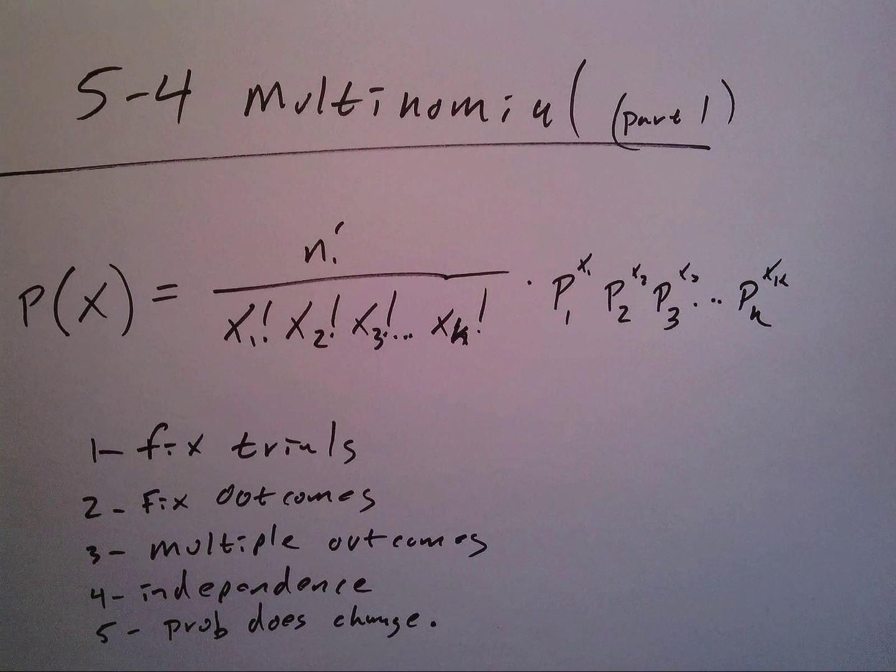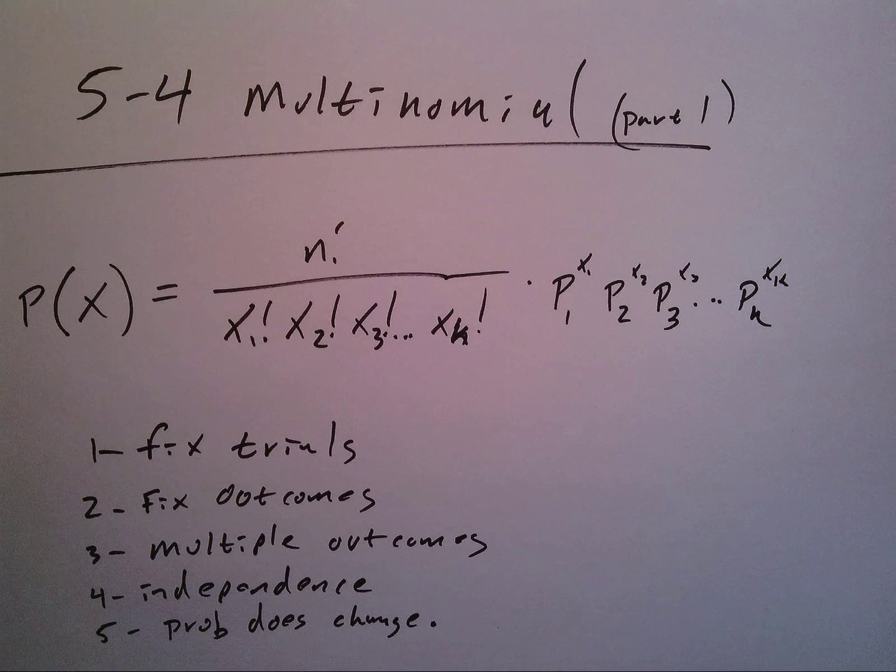Alright, this is 5-4 multinomial probability distribution. This is video part 1. I will do a practical one for the second video using the calculator. There's no reason to do these by hand, other than practice plugging it into the heinous equation.